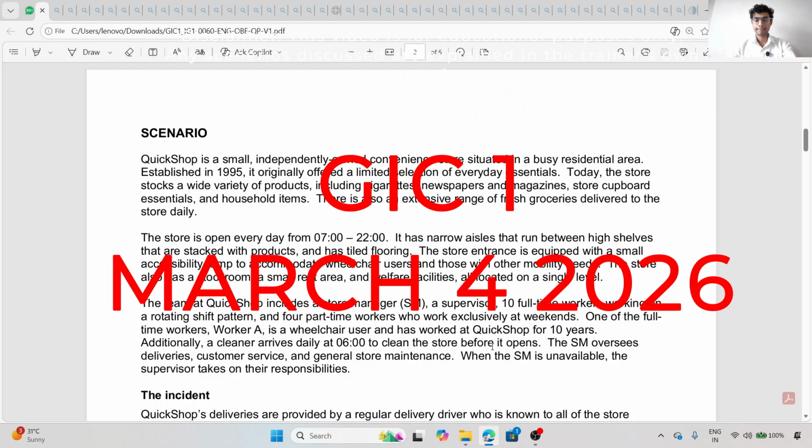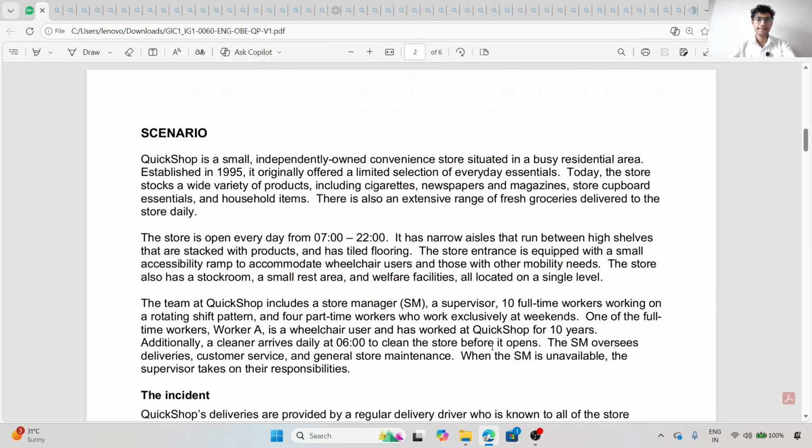Welcome to the lecture. Today we are going to take a sample question paper of GIC and understand the scenario that has been given in it. With a visual representation, photos, we can understand the scenario.